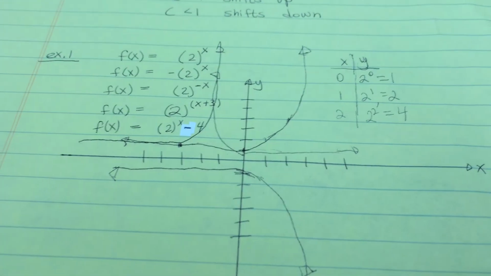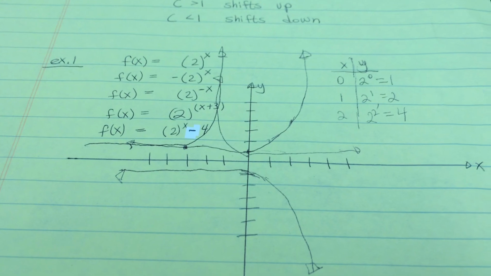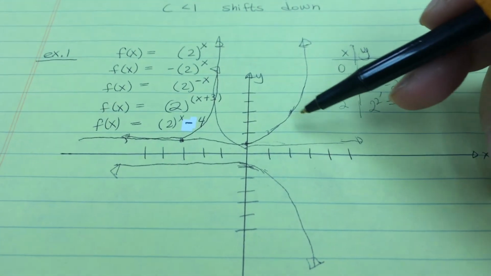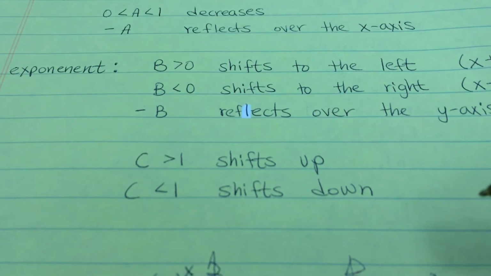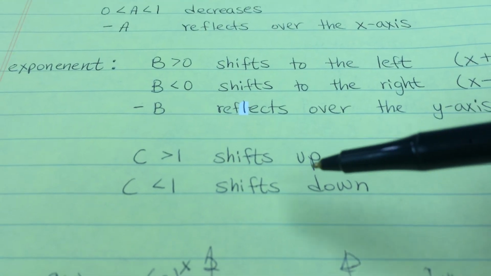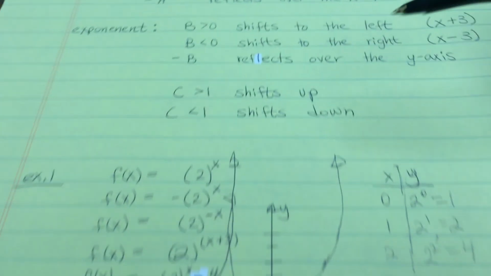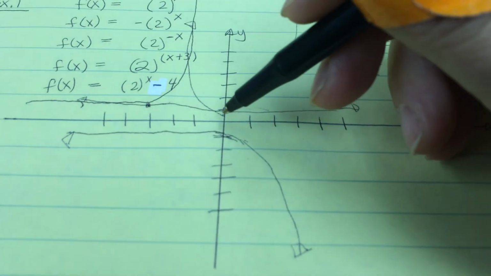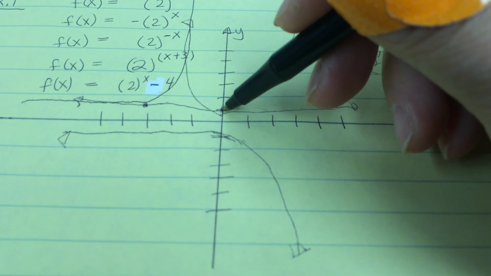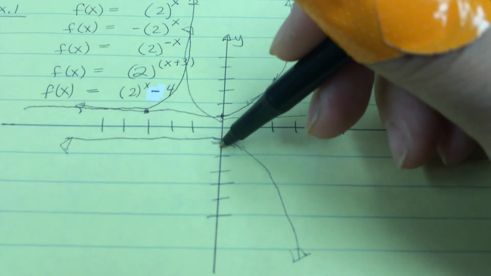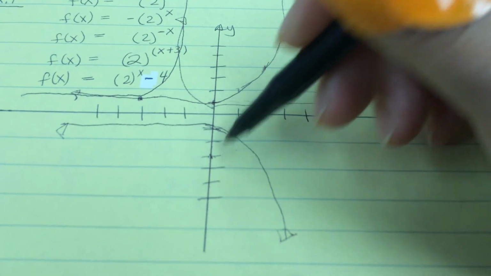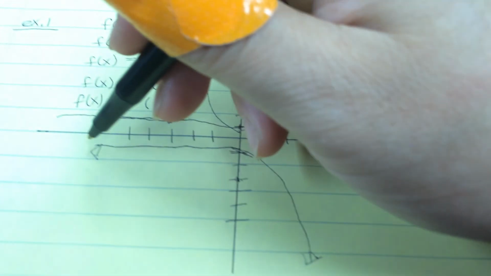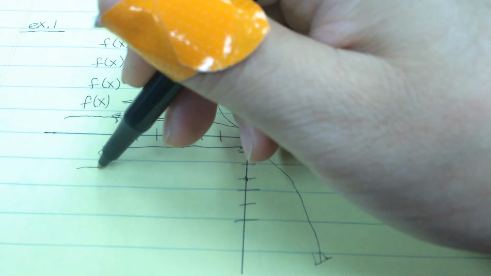Okay? And then we have 2 to the x power minus 4. Again, this is the original graph right here. If it's minus 4, that's the C part. If it's less than 0, it shifts down. So it moves down 4 spaces. From that 1 right here, we go 1, 2, 3, 4. So we're going to shift this whole equation down 4 spaces. It's going to go something like this.